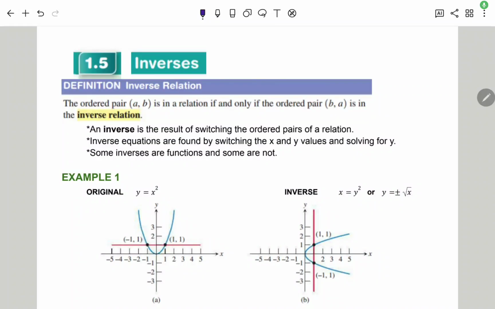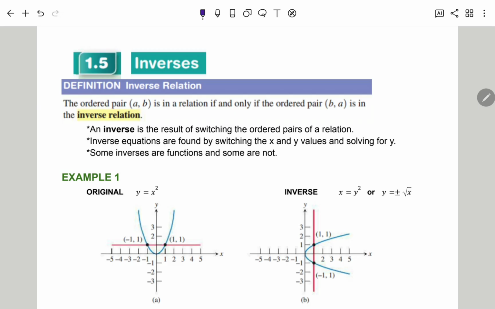For 1.5, we're going to be talking about inverses. We already know inverses are basically opposites. So the inverse of addition is subtraction, of multiplication is division, of square root is squared. You understand. Okay. So our inverse relation, remember we talked about that relation yesterday.